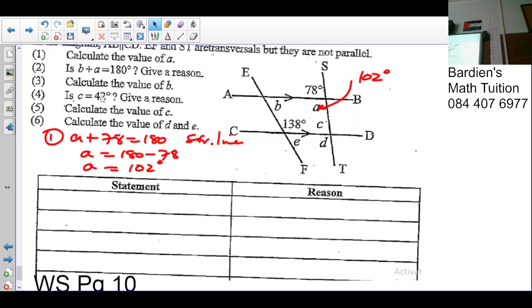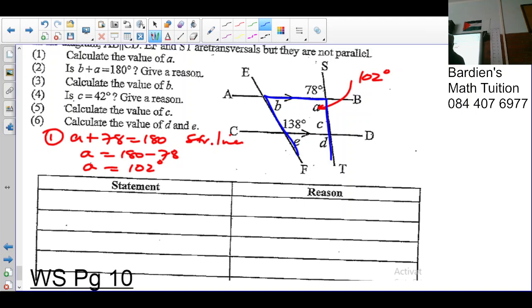Number 2. Is a plus b equal to 180? They are co-interior, are they not? Yes, it does the U form there. But is that angle plus that angle 180? No. Why not? Under what condition will it add up to 180? If the lines are parallel. Are the lines parallel? No. So will it equal 180? No. The answer is no, because EF is not parallel to ST.